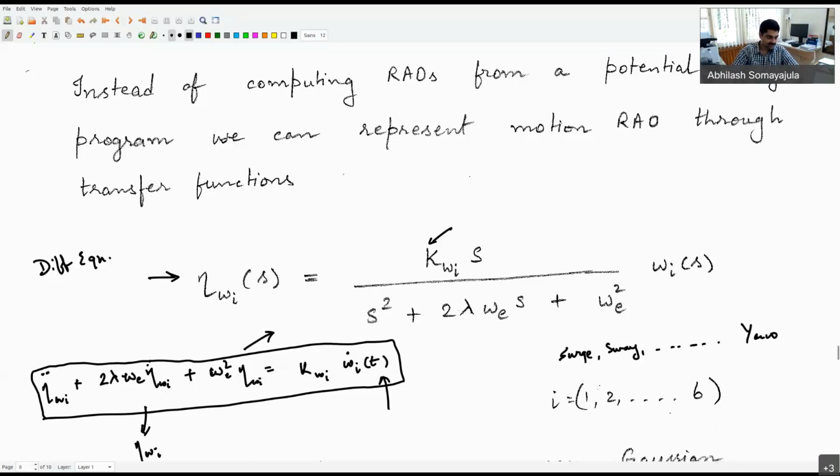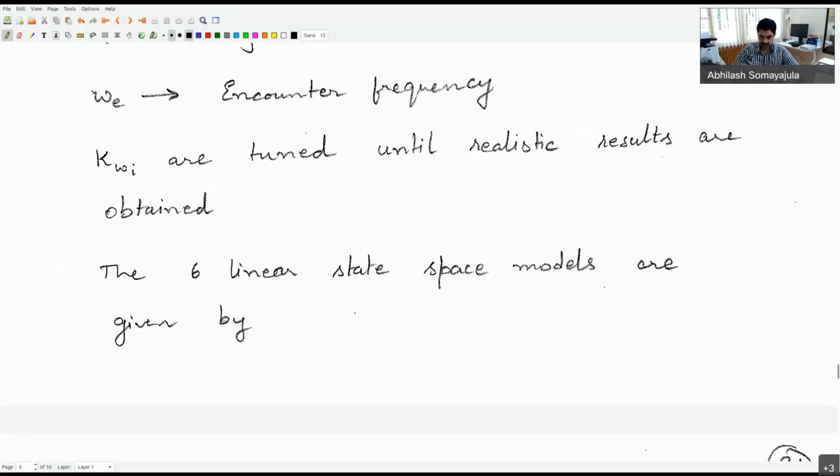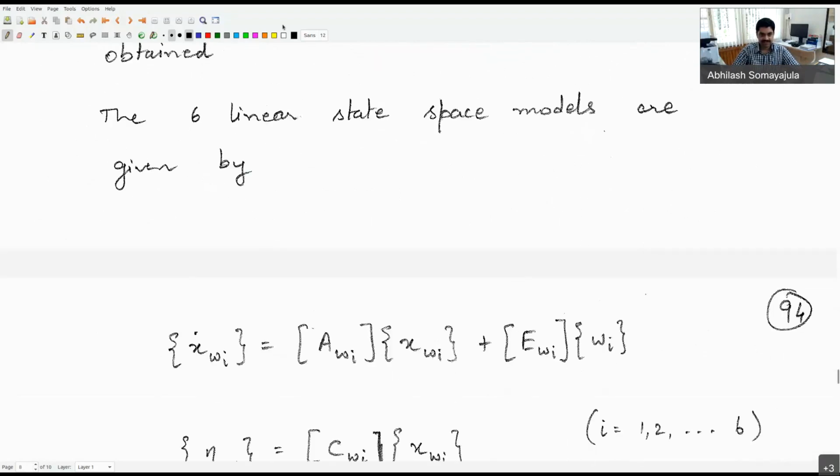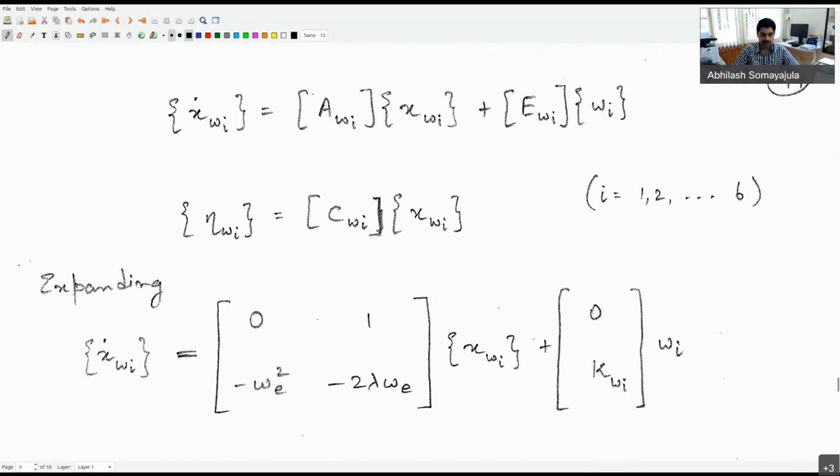All right. So in this case, the 6 linear state space models for the wave elevation response can be written as x_w dot is equal to some matrix A_w times x_w plus some matrix E times w, and the output of the system is nothing but the modes that I'm looking at: surge, sway, heave, roll, pitch, and yaw. That is given by some matrix C multiplied by the state vector x.